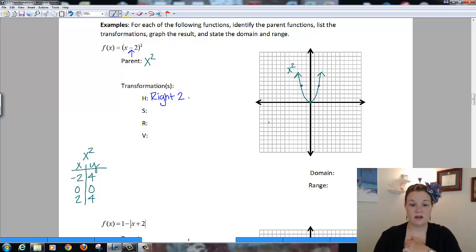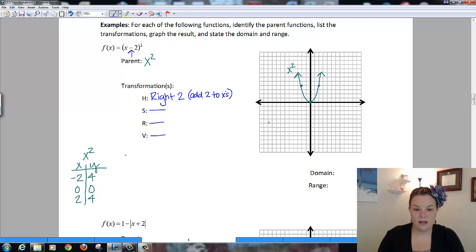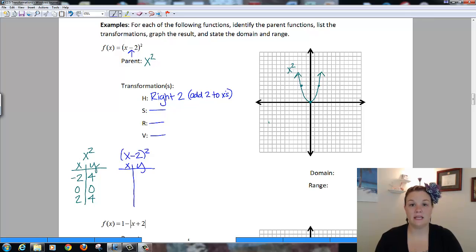And then to help myself out, since I'm going to be doing this in an XY table, I'm going to go ahead and write myself a little note that in order to go right 2, I'm going to have to add 2 to all my x's. Okay. Now notice that was the only transformation we have, so we don't have stretching, we don't have reflecting, we don't have a vertical shift. So I'm going to go ahead and write up here, now I want to make this look like x minus 2 squared.